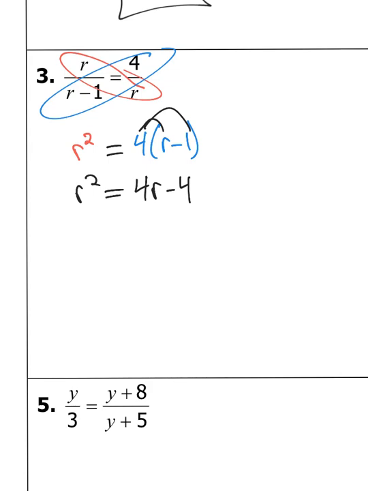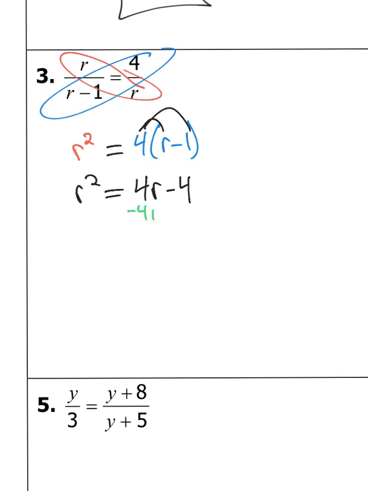And now, okay, what are we going to do? Are we going to square root? If you are thinking that, to get rid of the squared, well, what's the square root of 4R minus 4? It's going to get a little weird. So I'm hoping you see, okay, we have a quadratic. So let's try to bring everything to one side.